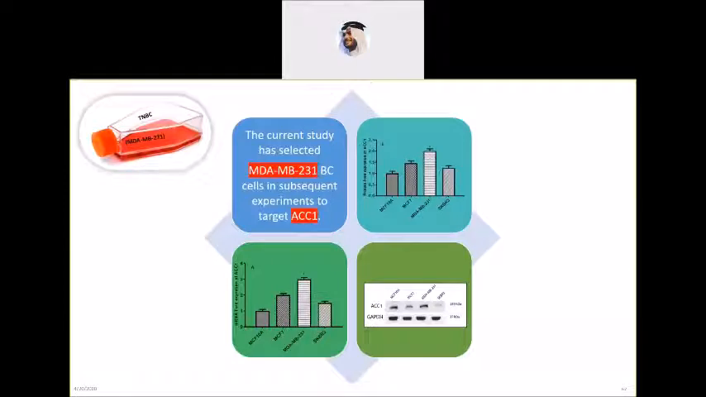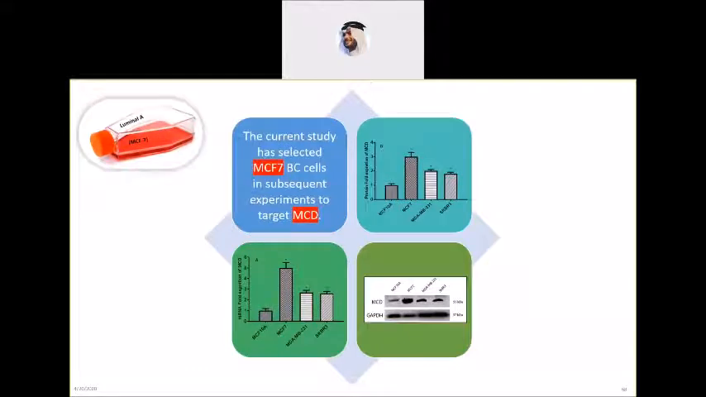Also, this study has selected MDA231 breast cancer cells in subsequent experiments to target ACC1. As you can see from the messenger RNA and protein expression data, MDA represents high expression of ACC. In the current study also, we used the messenger RNA and protein expression of MCD, which are significantly expressed in all breast cancer cell lines under investigation compared to the normal human mammary epithelial cells. Interestingly, the MCF7 breast cancer cell line shows the greatest MCD messenger RNA and protein expression, followed by MDA, then SKBR3 cell lines.